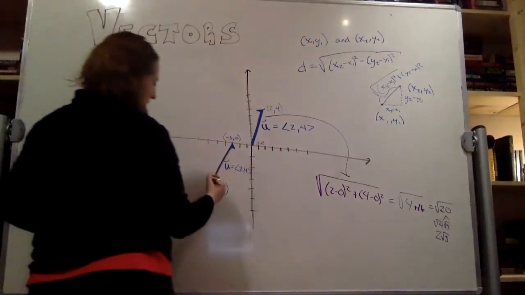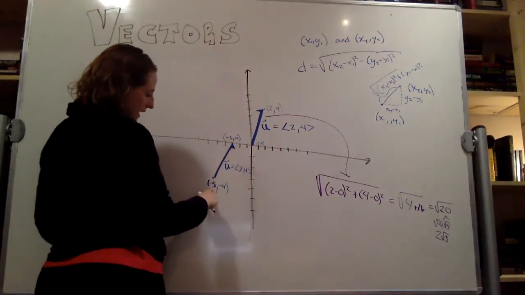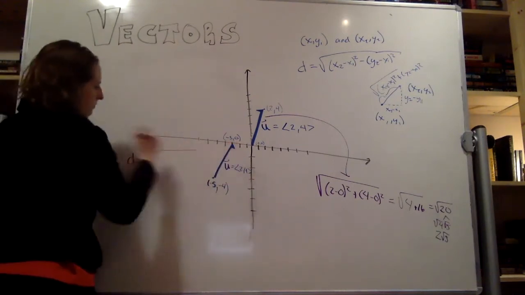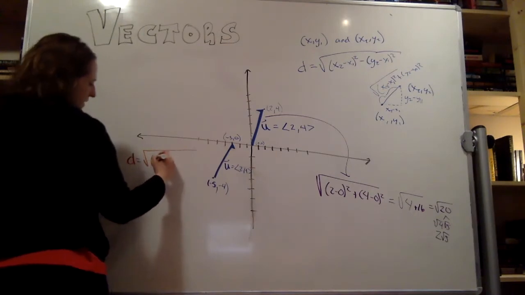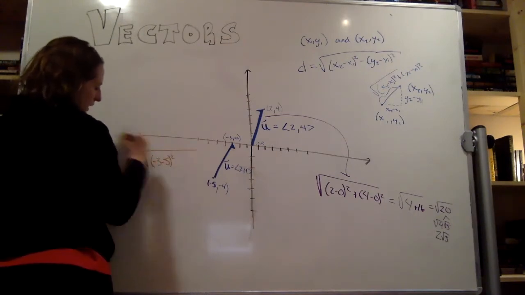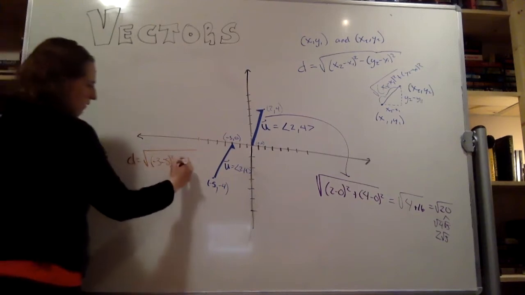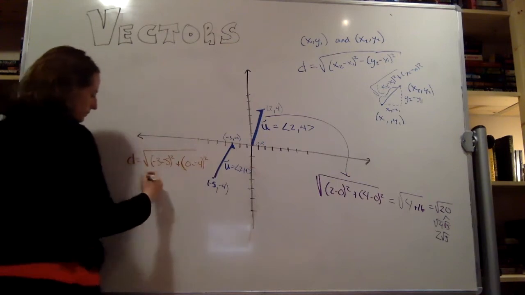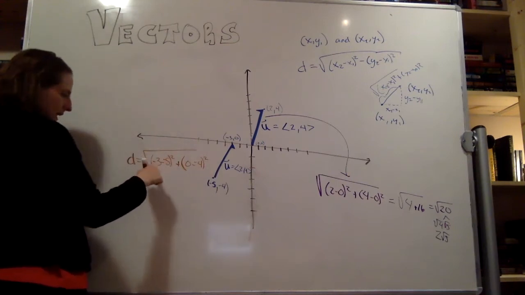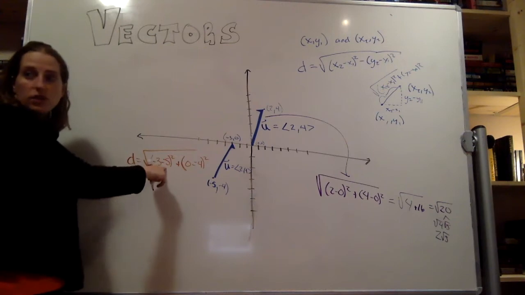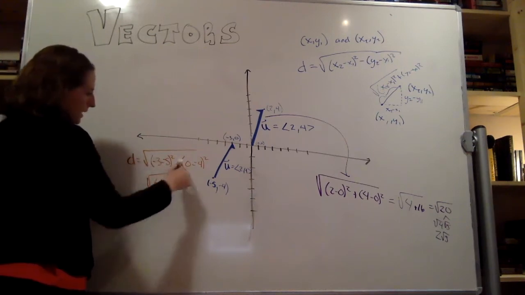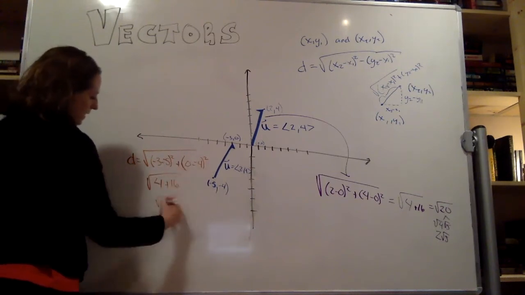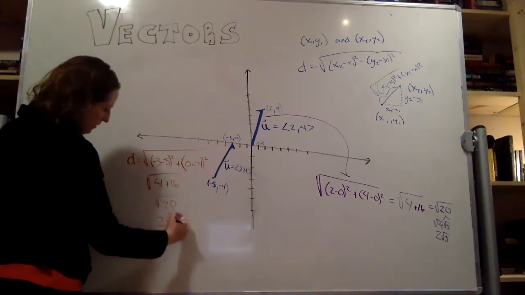Now if I look at this vector here, which starts at negative 5, negative 4, and goes to negative 3, 0, and I again apply the distance formula. The distance formula says negative 3 minus negative 5 squared, plus 0 minus negative 4 squared. Negative 3 minus negative 5 is negative 3 plus 5, which is 2. 2 squared is 4. 0 minus negative 4 is 4. 4 squared is 16. Now look at that. We get the square root of 20, which we saw before was 2 square root of 5.